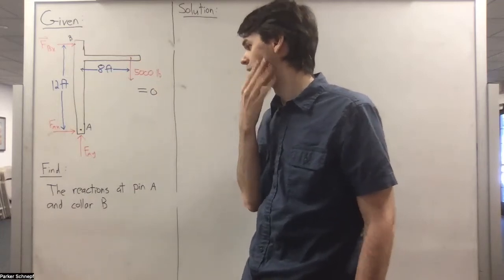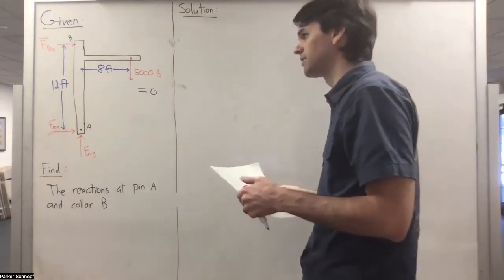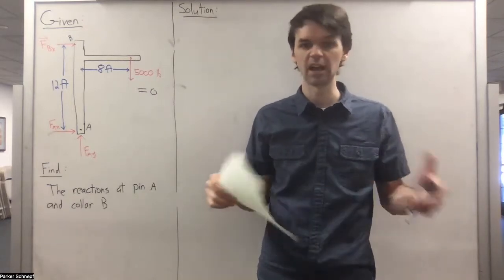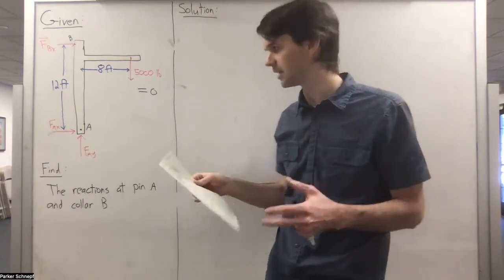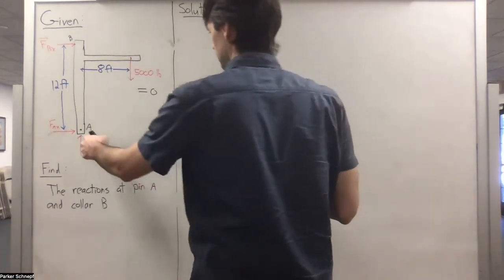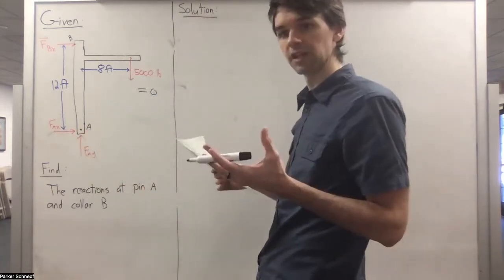Often I find it easiest if there's a really obvious place to put a moment that cancels everything else out except for one. I often like to start there. So I'm going to start by taking the moments about point A. But like I said, there's lots of ways to skin this cat.